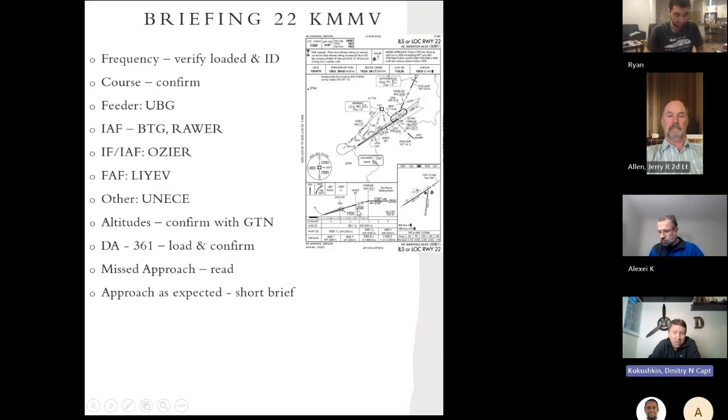There is a step-down altitude requirement before the final approach fix. Decision altitude is pretty good, 200 feet AGL, so that takes us low. And the missed approach, let's read this together.